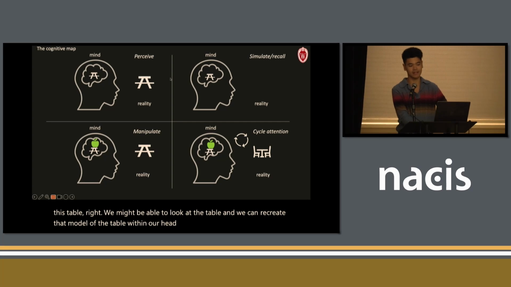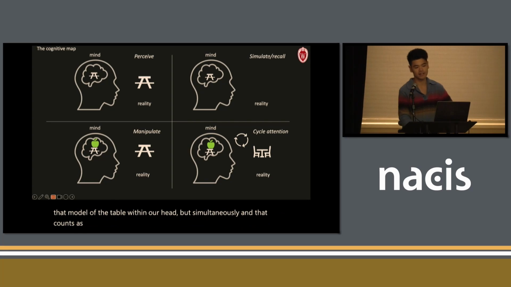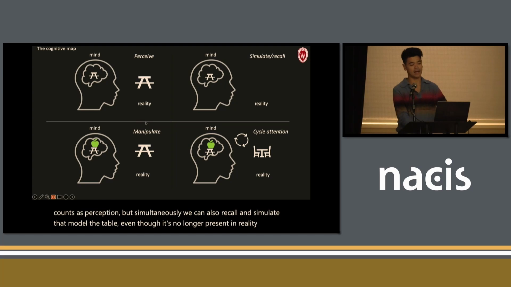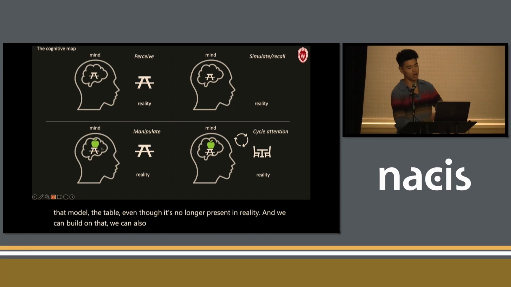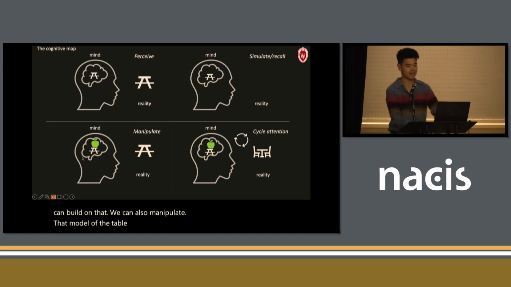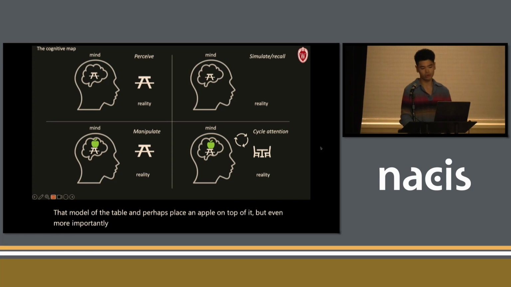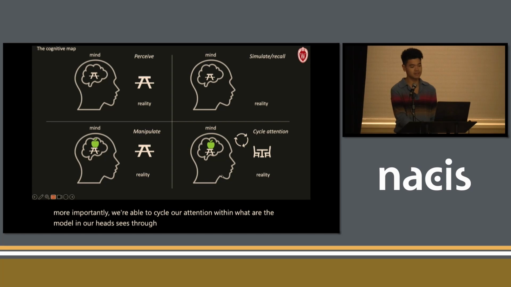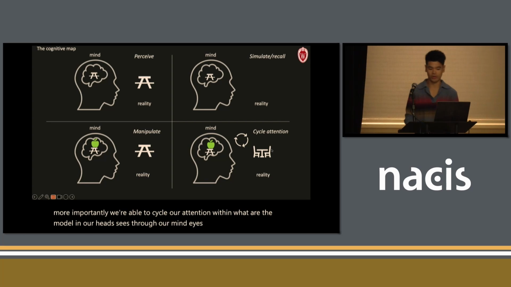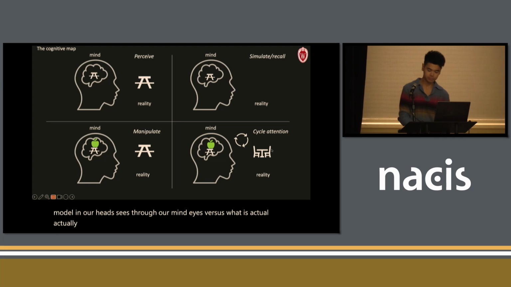But simultaneously, and that counts as perception, we can also recall and simulate that model of the table, even though it's no longer present in reality. And we can build on that. We can also manipulate that model of the table and perhaps place an apple on top of it. But even more importantly, we're able to cycle our attention between what the model in our heads sees through our mind's eye versus what is actually in reality.